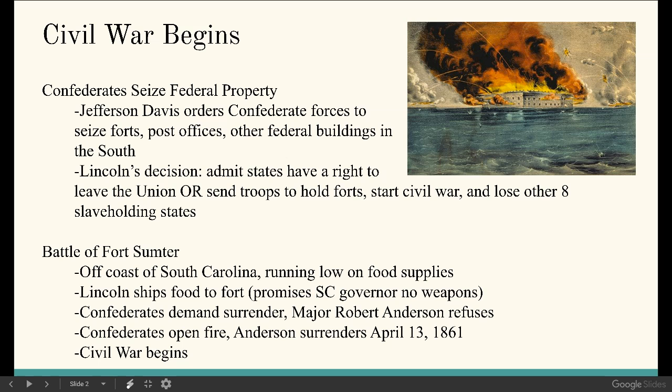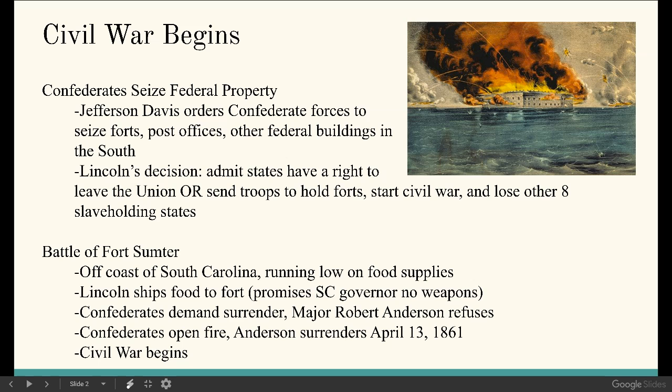And so Lincoln, as president, had to decide if he was going to admit that the states had a right to leave the Union or if he was going to send troops to the South to hold those forts and start a civil war with the South. It was also going to be a risk if he sent troops to the South, if we would lose the other 8 slaveholding states that had not yet joined the Confederacy. And so Lincoln had to make a very difficult decision.